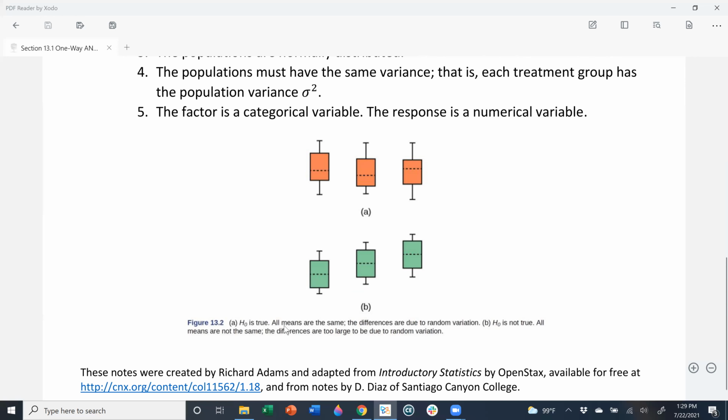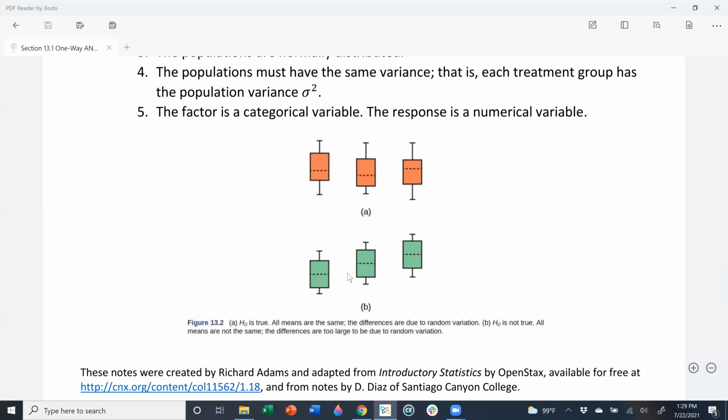If H naught is true, if the null hypothesis is true, that would be a situation like in part A, then all the means are the same. If there are any differences, you could attribute that just to random variation. So all the means are really close together, and any difference you could say is based on random variation. But if you have the spread of something like in part B, that would be where the null hypothesis is not true. All the means are not the same, and the differences are just too large to be a result of random variation. That's the way we would think about the one-way analysis of variance.